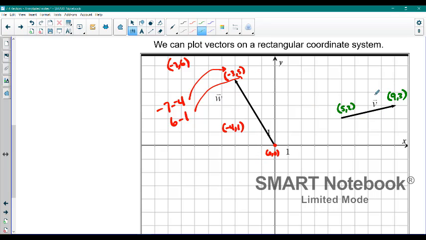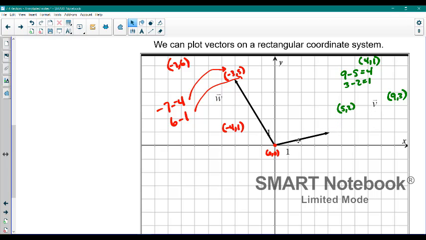Let's try it with vector v. According to what we just saw with vector w, we should be able to do 9 minus 5 and get 4, 3 minus 2 and get 1. We think that when we move this into standard position with its initial point at the origin, it should terminate at the point 4, 1. Let's see if it does. When we move this, we'll do a quick check. Yes, this terminates at the ordered pair 4, 1.